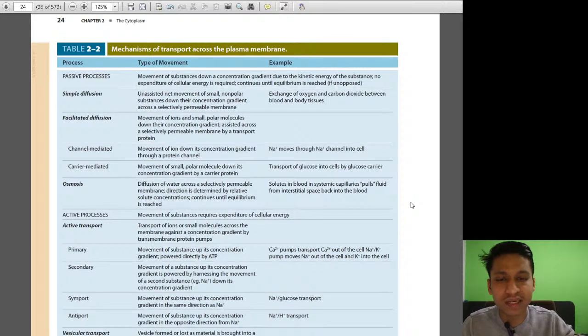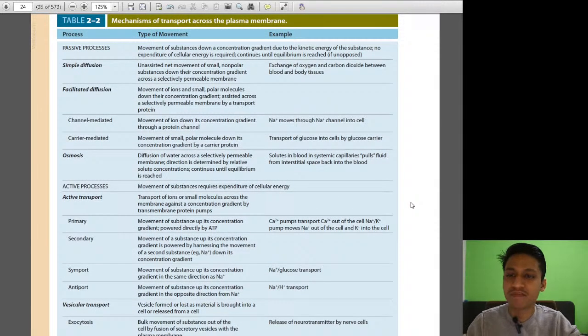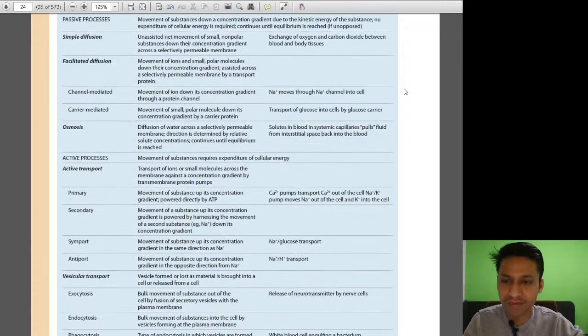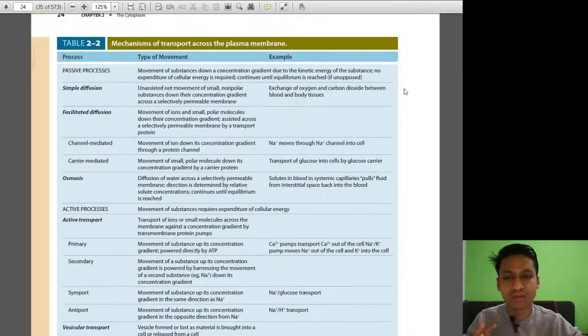Okay, we decided that we will read table 2.2, where we have mechanism of transport across the plasma membrane, and everything with additional information has been all clubbed in this table. We will just go through it and try to remember in our words what we read today. So firstly, two types of transport: the passive one, the active one. Passive one does not require energy, active one requires energy. Also, passive one is always towards the concentration gradient, whereas active process can also go against the concentration gradient.